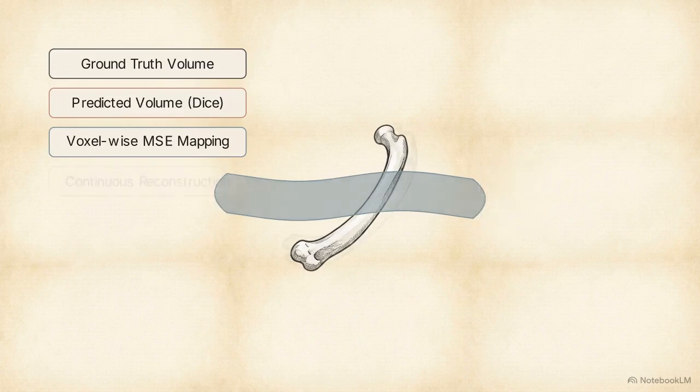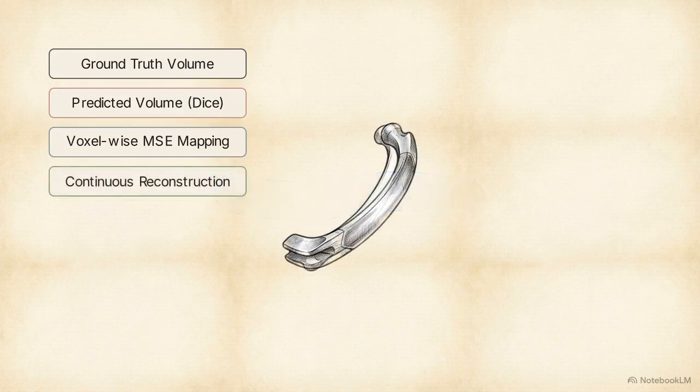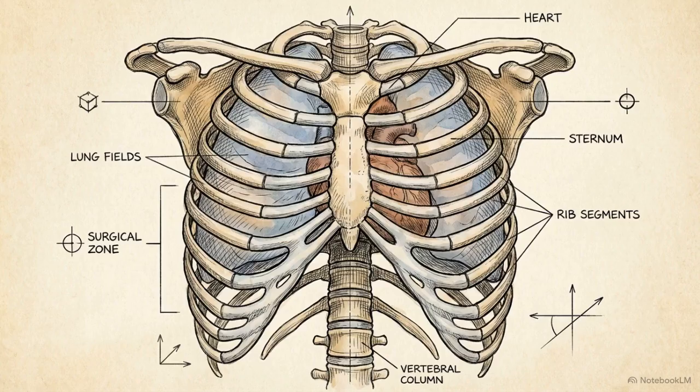MSE penalizes spatial deviations voxel by voxel. This forces the network to produce finer details and smooth, continuous reconstruction surfaces. These standard vision metrics completely lack the anatomical constraints required for surgical safety.